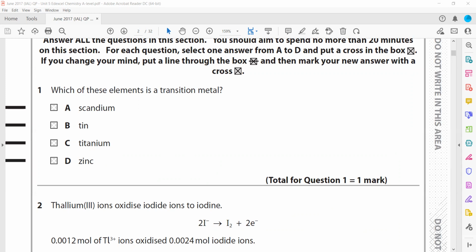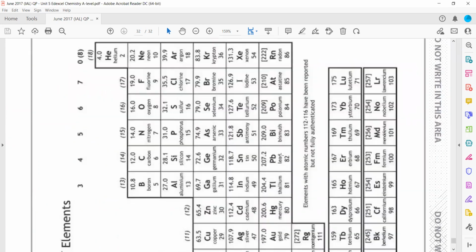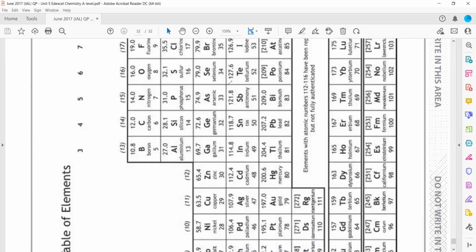So the correct answer here is B. You mentioned B? No, the correct answer here is C. Because tin is there in group 4. When we check the position of the tin, it is a group 4 element. Here is a periodic table. C10.